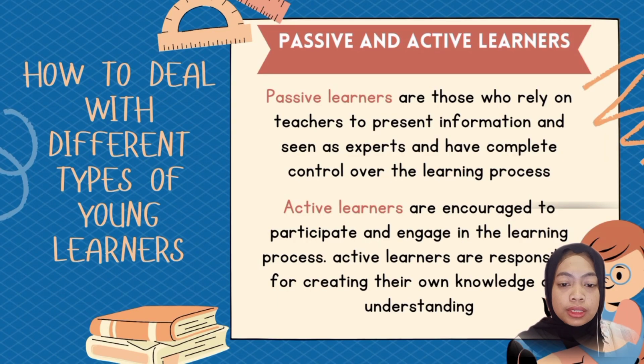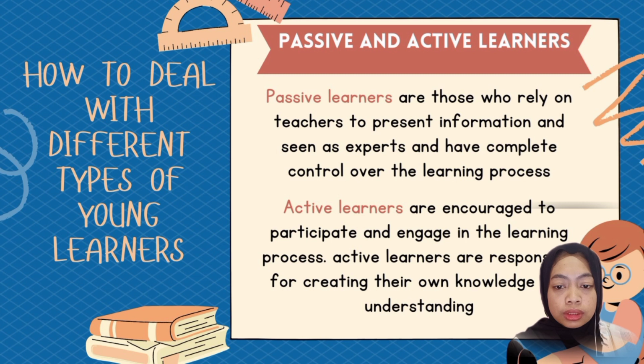So the first topic is how to deal with different types of young learners. First, I would like to explain three types of young learners. The first is passive and active learners. Passive learners are those who rely on teachers to present information to them. In passive learning, teachers are seen as experts and have complete control over the learning process. Passive learners are typically responsible for grasping information presented to them. Passive learning involves traditional teaching methods such as lectures and memorization.